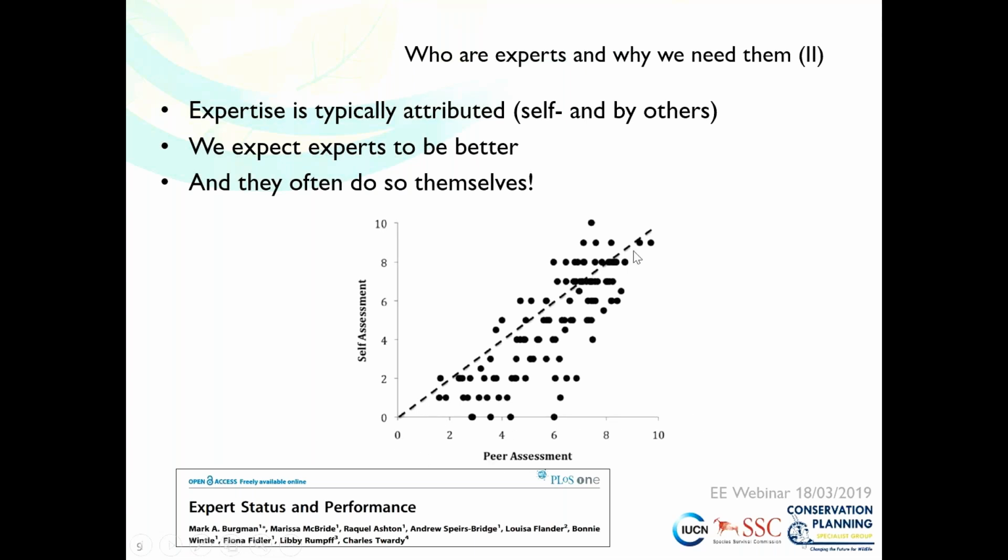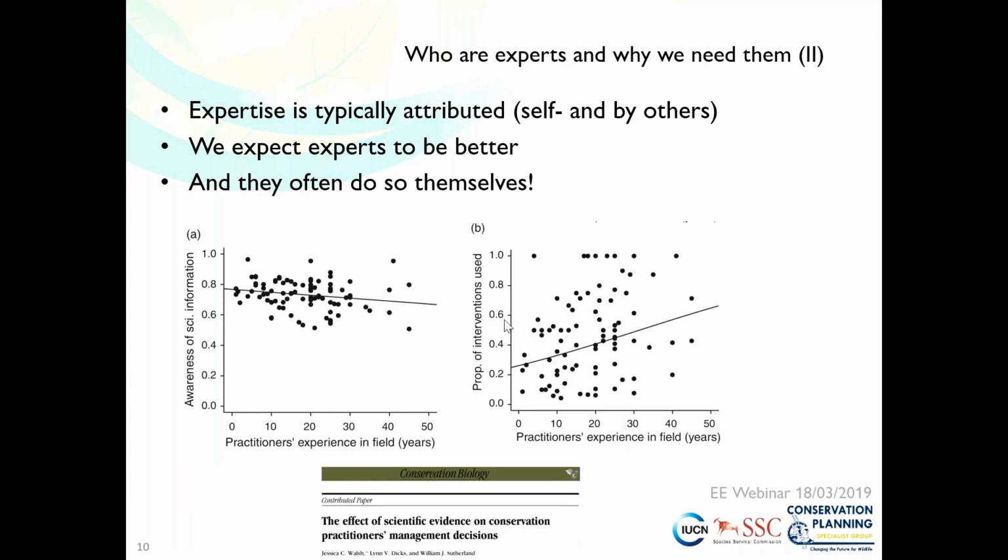And you can see that people tend to be modest, so they rate themselves a little bit lower than peers do. Only some people really overrate themselves. But in general, there is a nice correlation. Okay, so these tangibles and intangibles are somewhat shared about what makes an expert. So we expect experts to be better, as I said, in having more information and being better at interpreting that information and novel information. And also, experts often think the same of themselves.